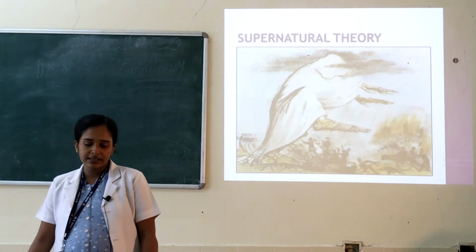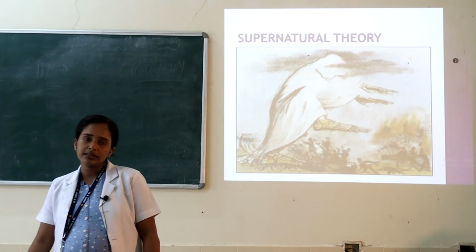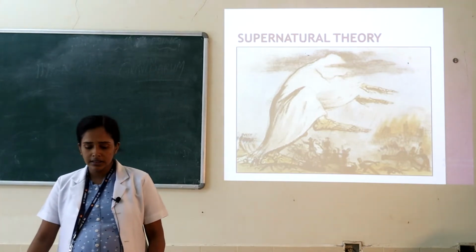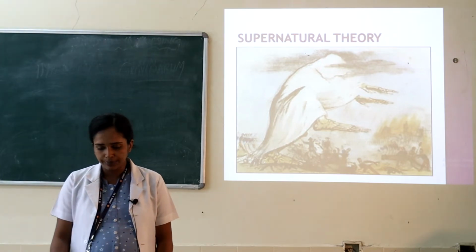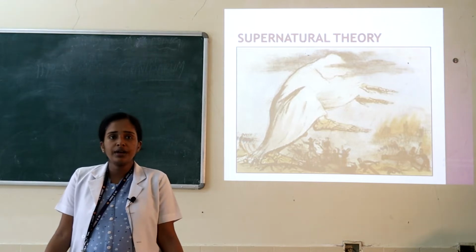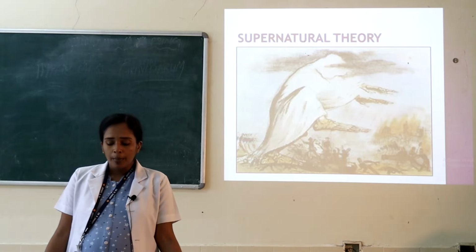Then let us discuss some of the theories of disease causation. There are 5 theories which describe disease. The first one is the supernatural theory. As the name suggests, this theory describes disease based on supernatural power.